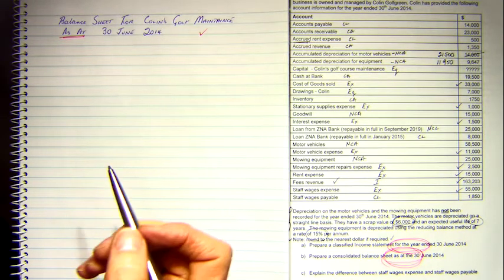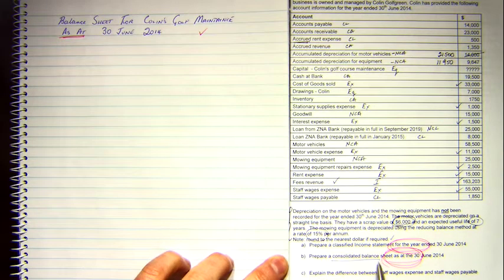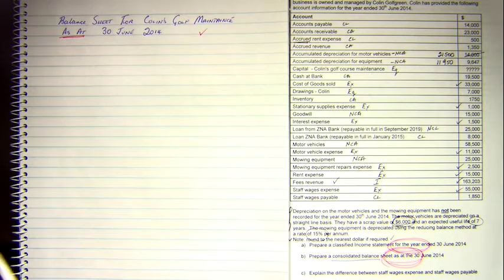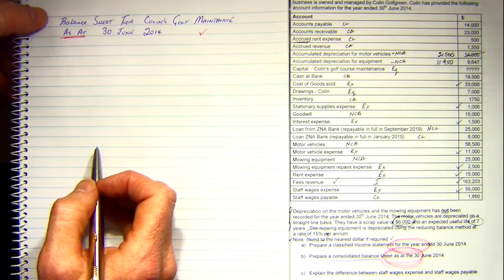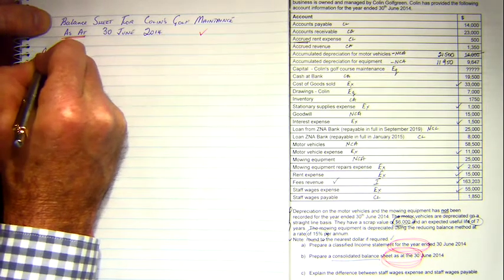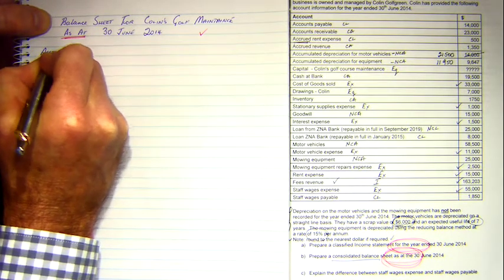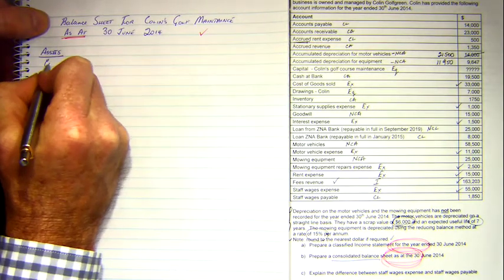All right. Now, I need to do a fully classified balance sheet or consolidated balance sheet, which means I need to break up between current assets, current liabilities, non-current assets, non-current liabilities and equity. Okay, so first things first, I'm going to do my assets. My assets and my current assets.